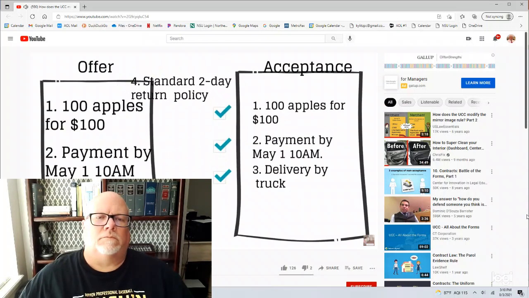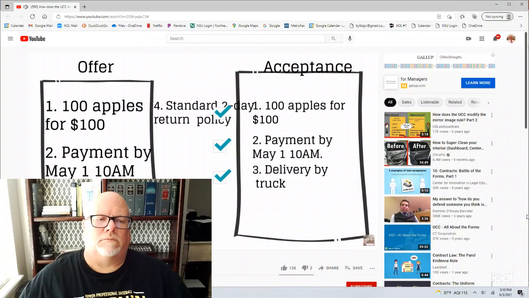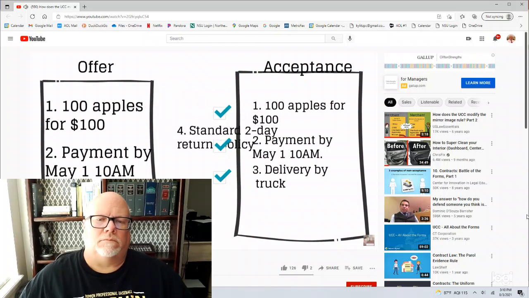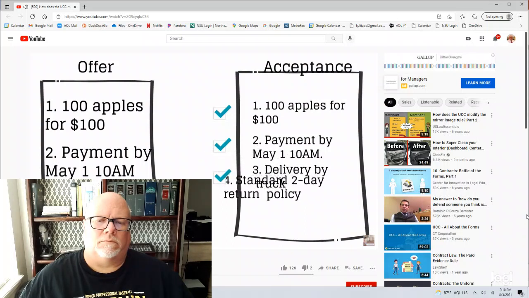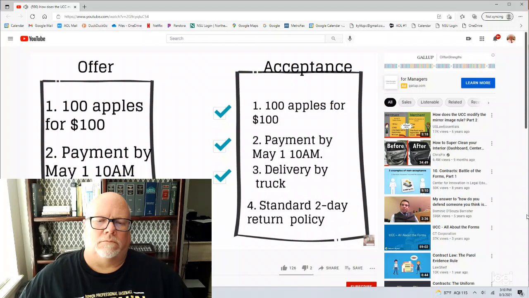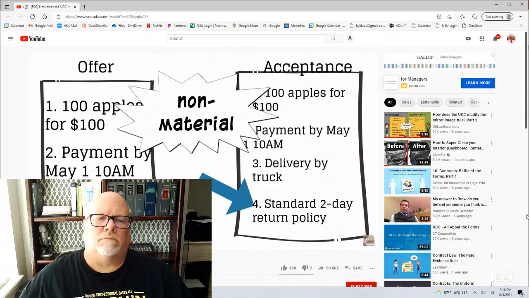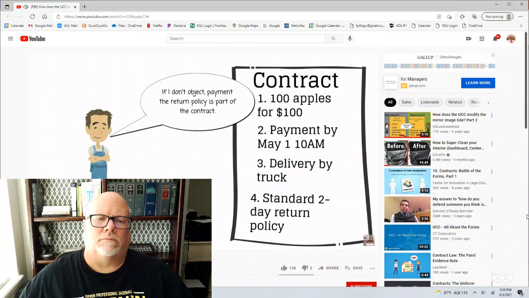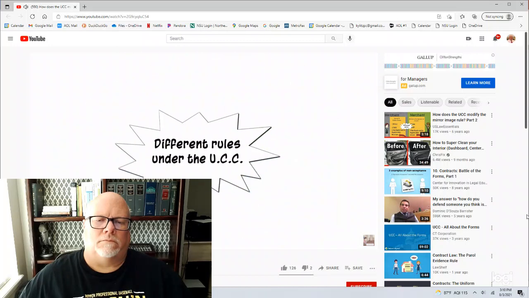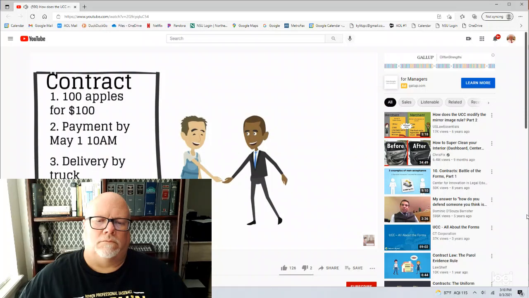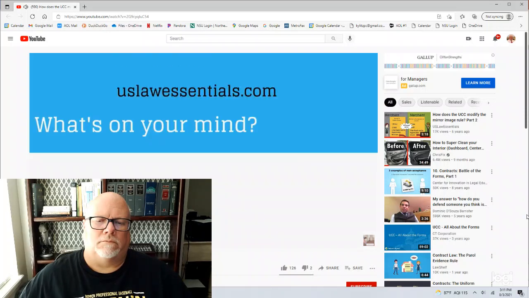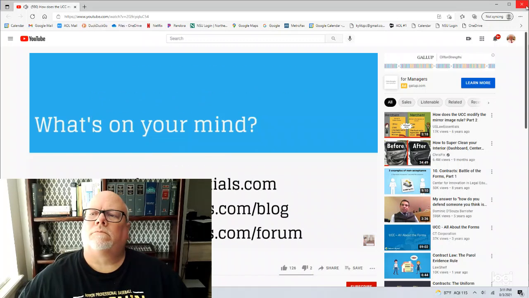Well, here the businessman accepted all the major terms of the offer, but he added one additional term, a standard 2-day return policy, and that's probably not a material change to the offer. As a non-material additional term, it should become part of the contract. If the farmer doesn't object, the 2-day return option becomes part of the contract. So now, even though the acceptance didn't mirror the offer, we have a contract between merchants for 100 apples.